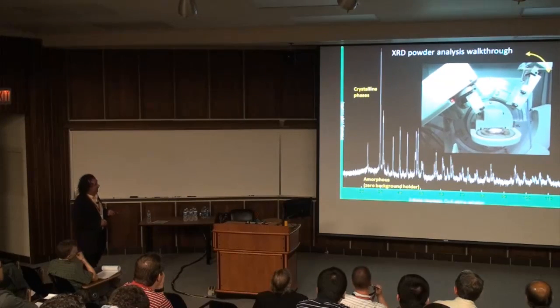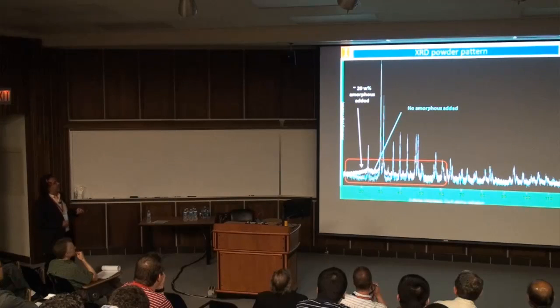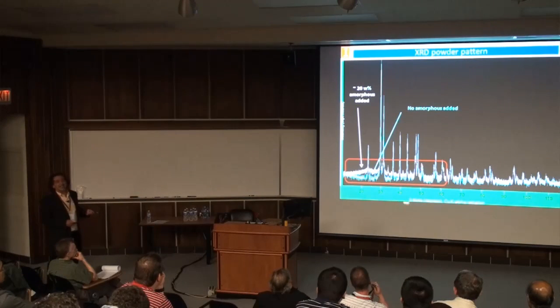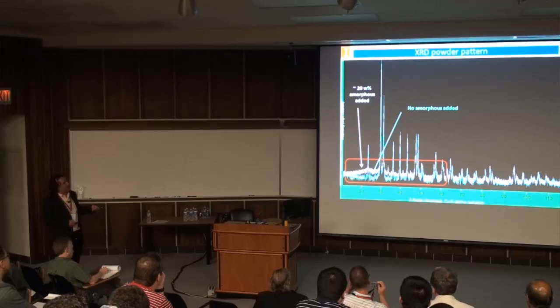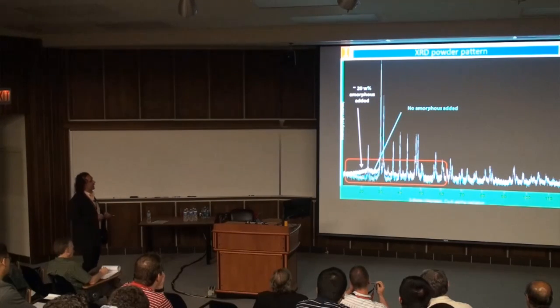What can we get with this data? Let me show you step by step. First, here I ran the sample before I messed it up with amorphous. The hump is due to the disordered amount that I added. Here in blue you have the sample without the amorphous, and you don't see that hump.